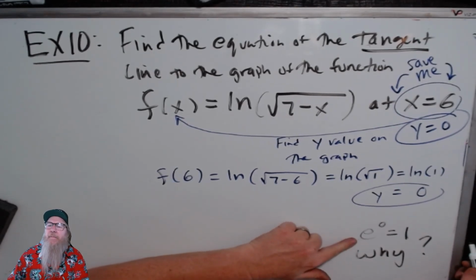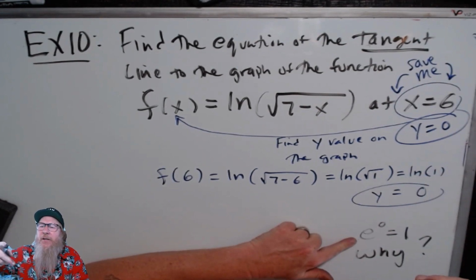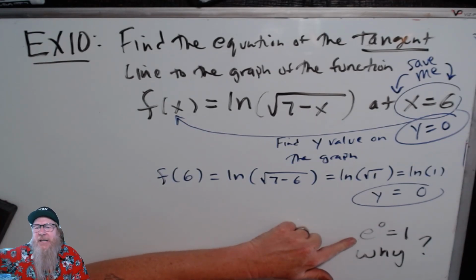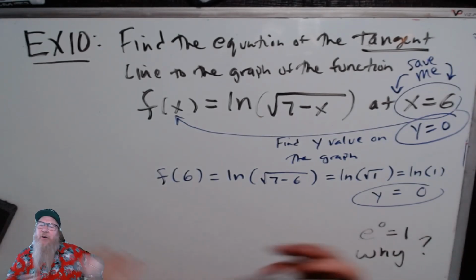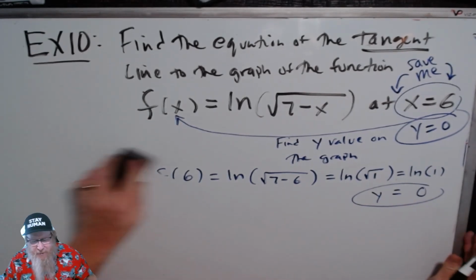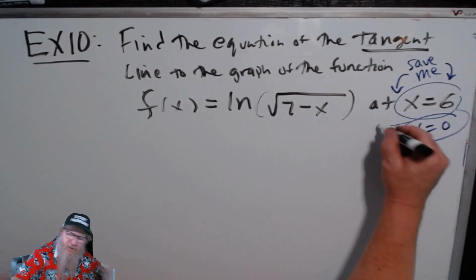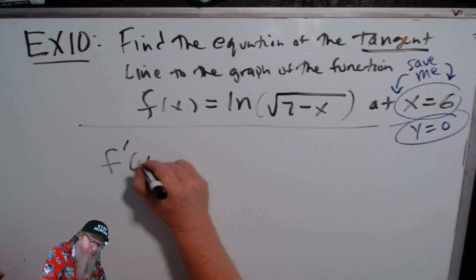This is the reason why. Anytime you do a logarithm, it's the inverse of an exponential. So you're saying, well, if ln of 1 is 0, that means that e to the 0 is 1. It's just inverting the operation or the function. But I'm not doing that today. We're doing calculus today. So now let's do the derivative, f prime of x.